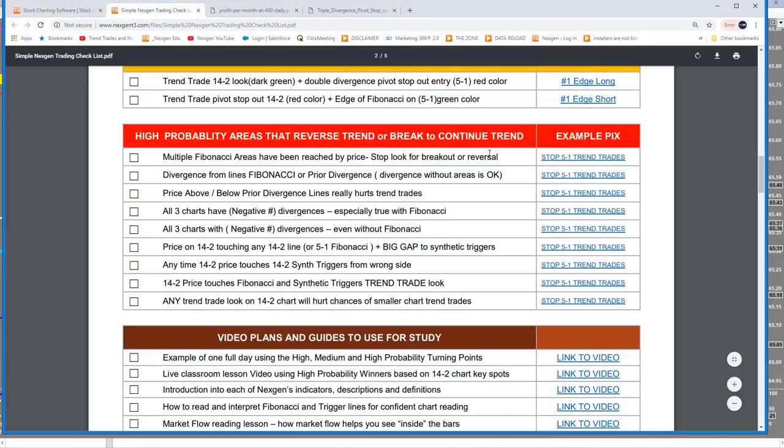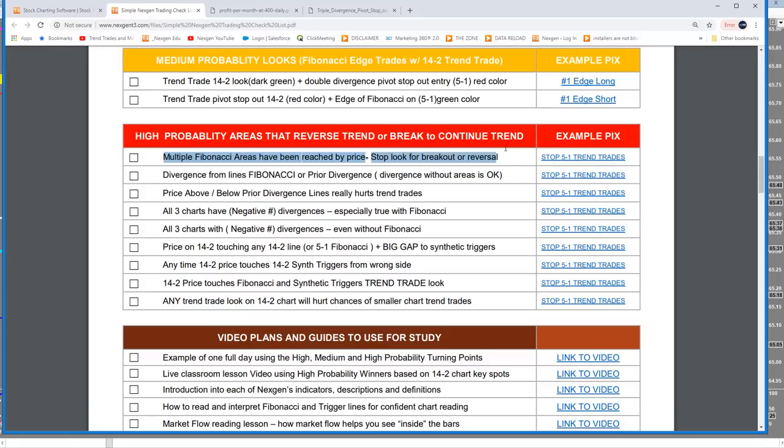The market reverses or it breaks out. I mean, that seems pretty logical, right? And we have some really, really high probability looks for knowing when it's going to break out with our trigger lines. And when our trigger lines don't say it's going to break out, which, again, you guys watch the fib and trigger line reading videos.